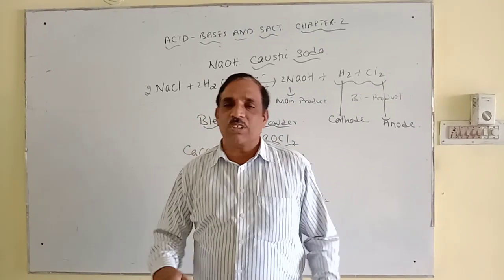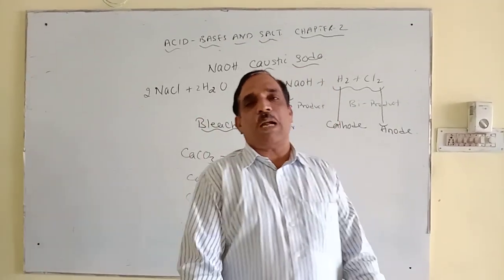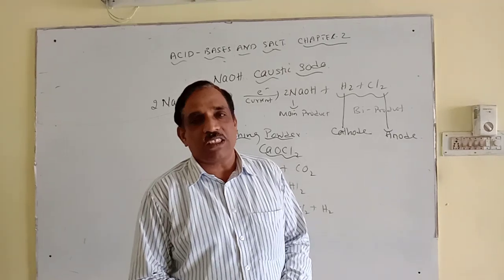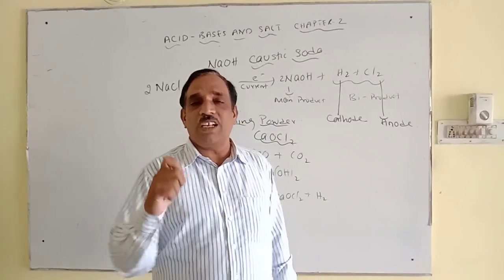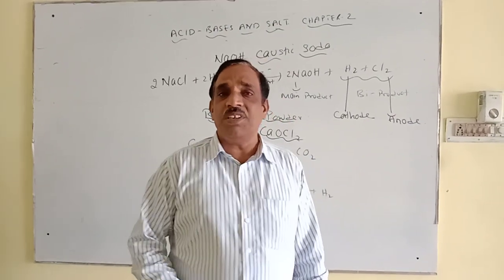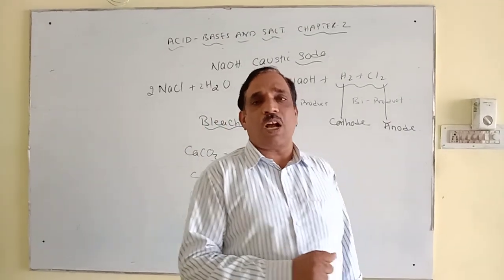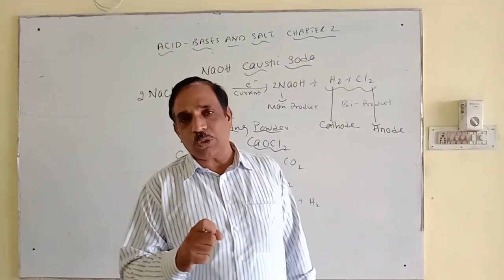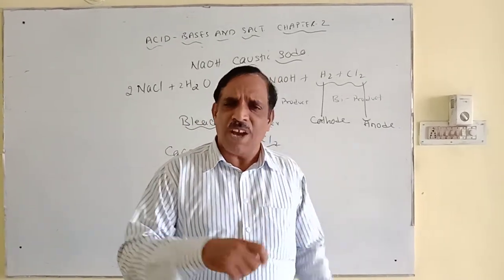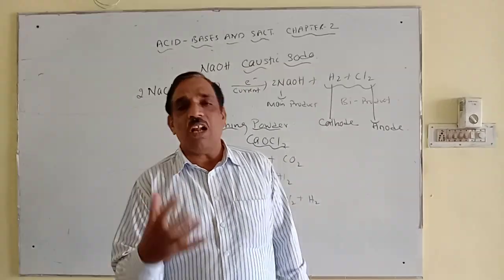Students, today we are going to see the important part of the second chapter in chemistry, acids, bases and salts for class 10th. In this part, we are going to learn the second part of the chapter, that is preparation of caustic soda, preparation of bleaching powder, baking soda, washing soda and plaster of Paris. Every year we expect a large number of questions.